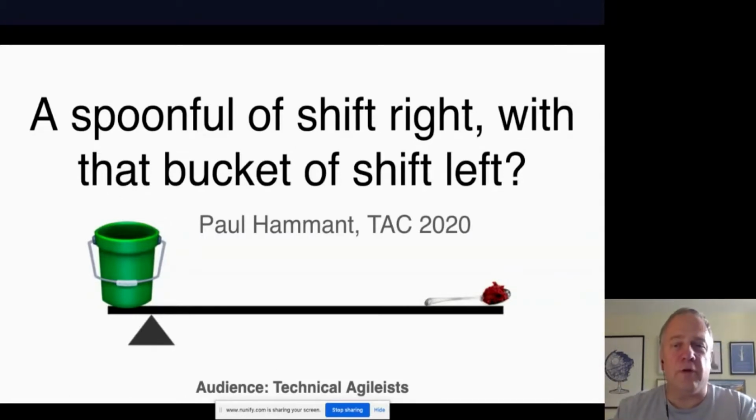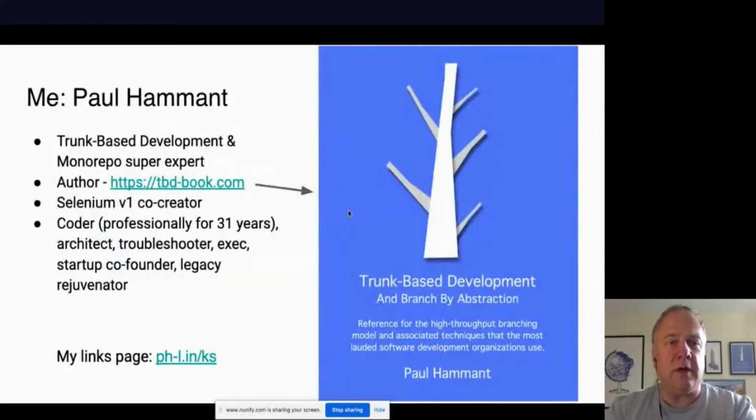Okay, so my presentation: a spoonful of shift right with that bucket full of shift left. I have here on the screen a little picture of a balance with a bucket on it, and then something maybe smaller further out. If everyone understands how weighing scales work, the little thing on the right is balancing the thing that's bigger on the left. Anyway, I can't work out how to move my slides forwards. There we go.